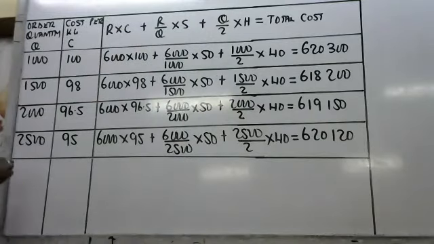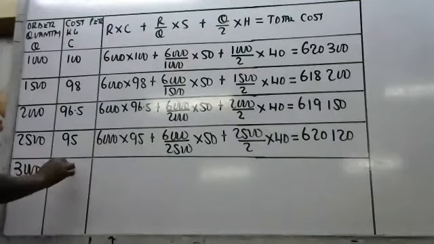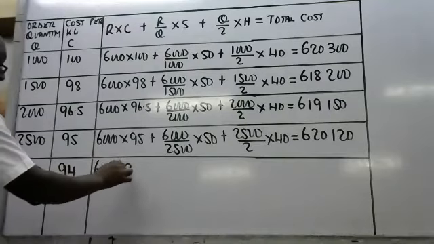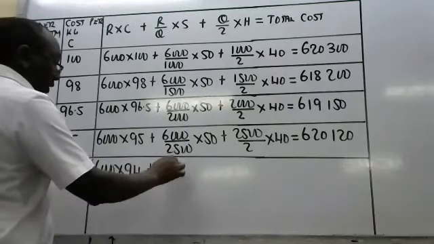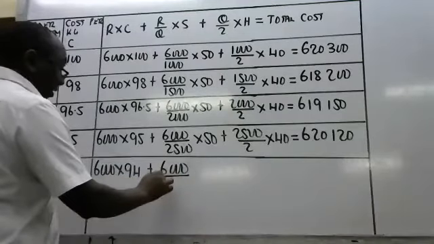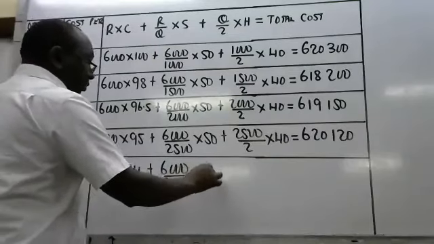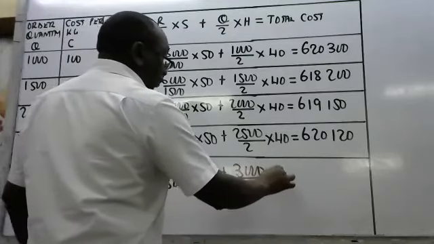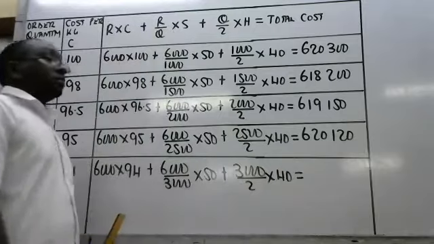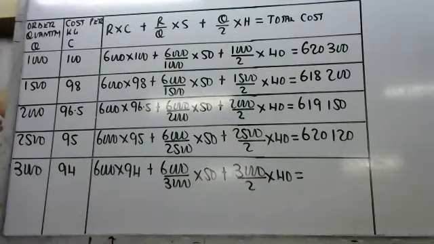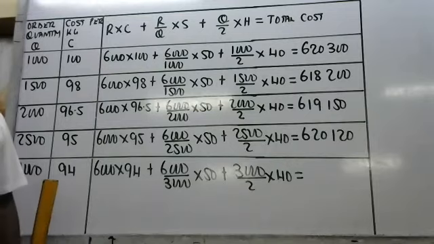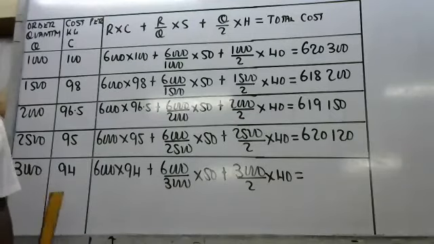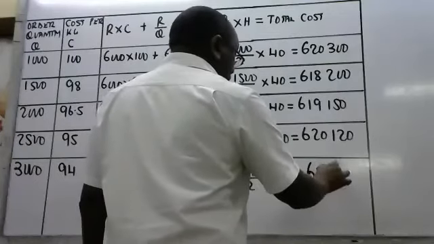The last one is 3,000 at a price of 94. So it is 6,000 times 94 plus 6,000, you divide by 3,000, times 50, plus 3,000, you divide by 2, times 40. That gives $624,100.